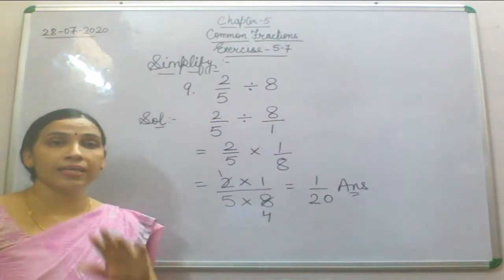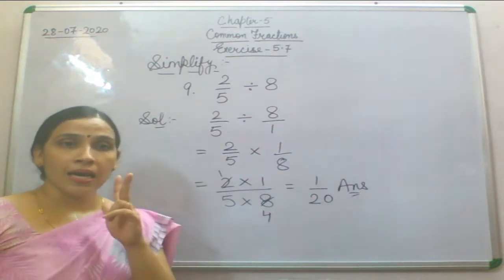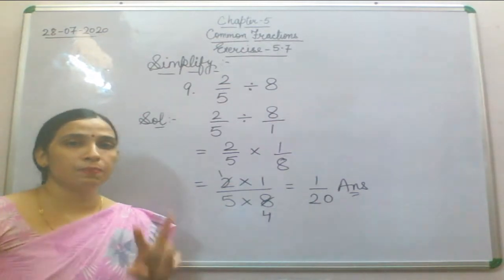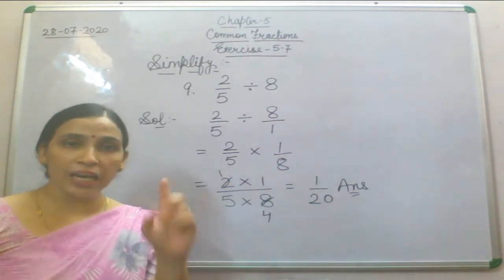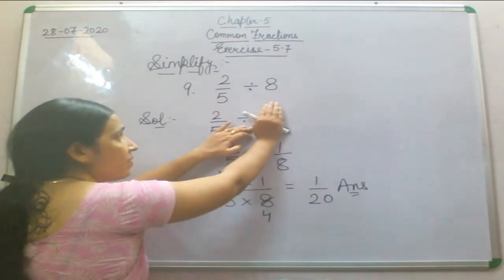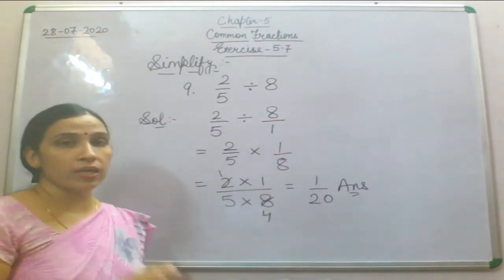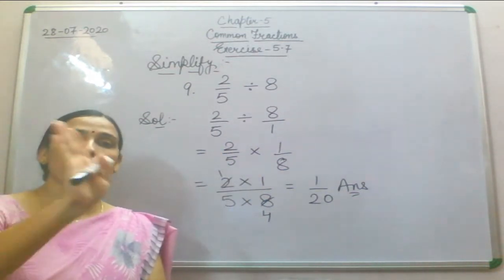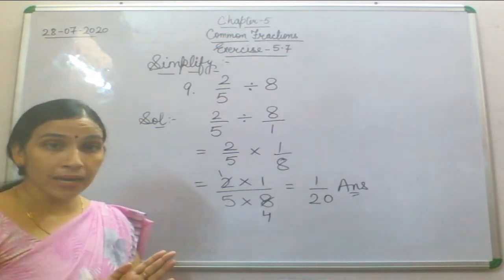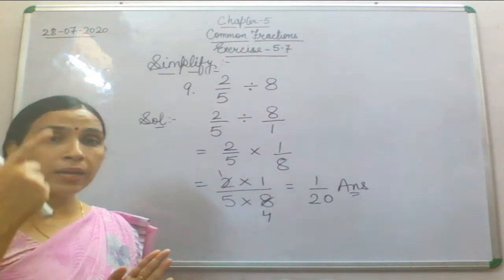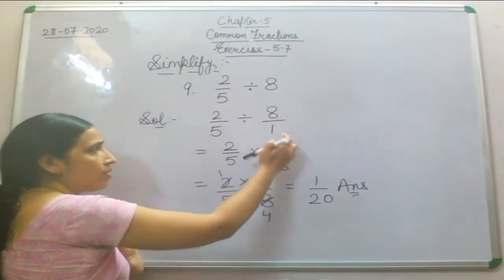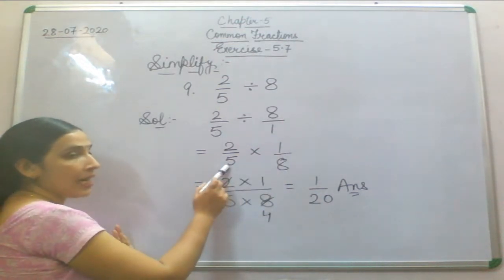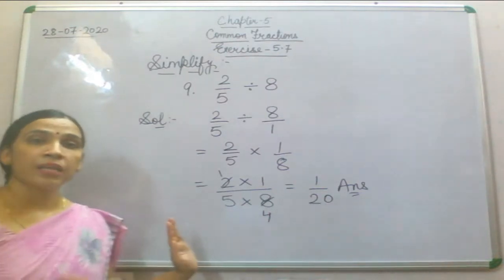After writing 1, the next step is that the division symbol has to be changed into multiplication. And whenever you change that division symbol into multiplication, that fraction which is after the division symbol will become reciprocal. Now what is reciprocal? The numerator will come into denominator and denominator will go into numerator. It means 8 by 1 will become 1 by 8.